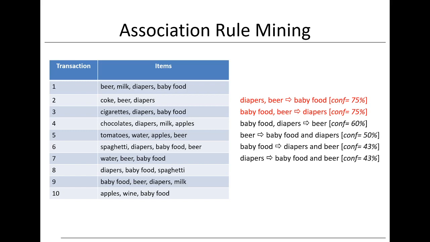Beer implies baby food and diapers with confidence 50%. Baby food implies diapers and beer with confidence 43%. And finally, diapers implies baby food and beer with confidence of 43%. If the minimum confidence is set to 70%, only the first two association rules will be kept for further analysis.